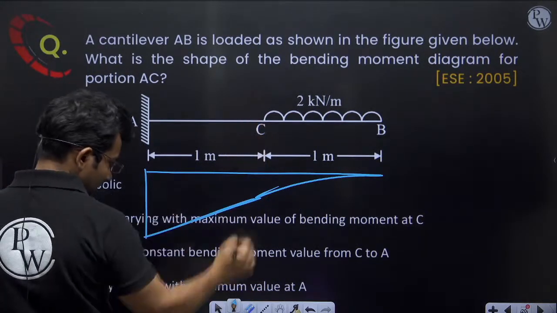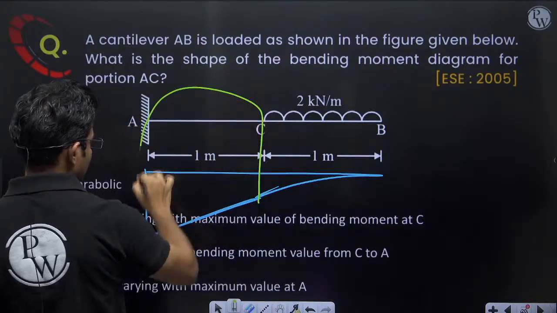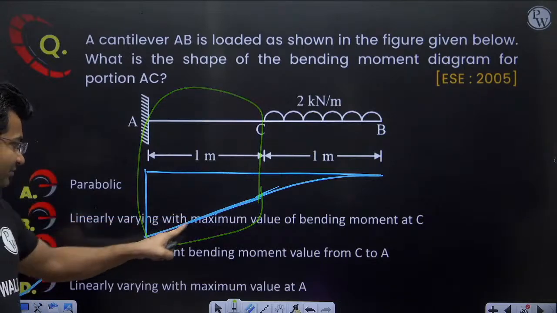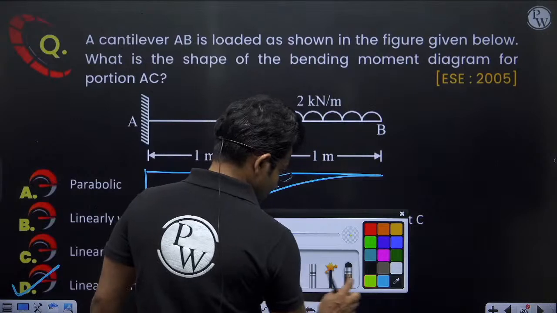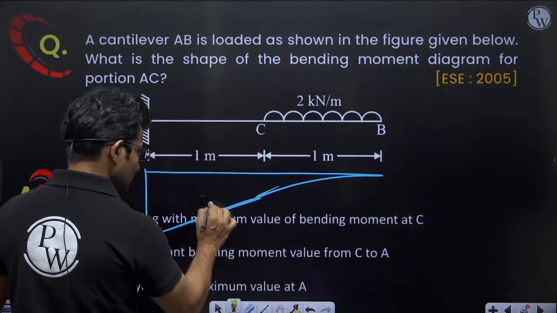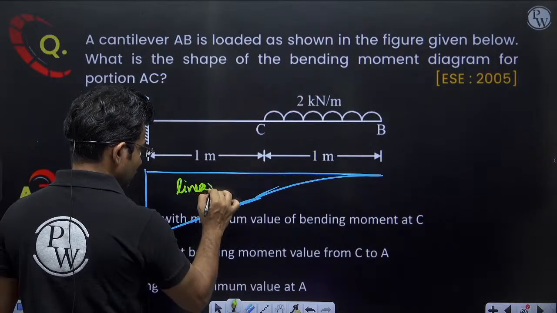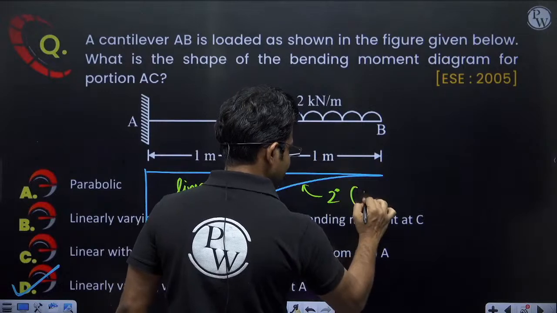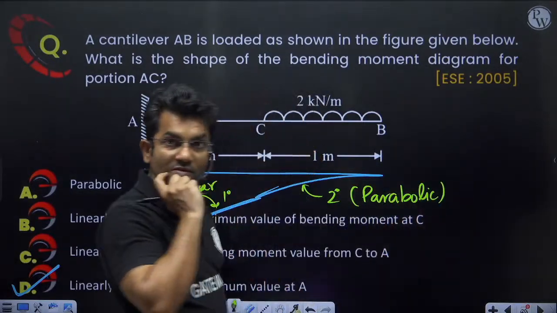The question was for this region. So in this region, we have linear variation with maximum value at A. Okay, clear? So this is linear, or we can say 1 degree, and this is parabolic, 2 degree. Right?